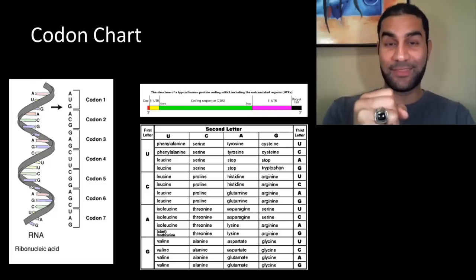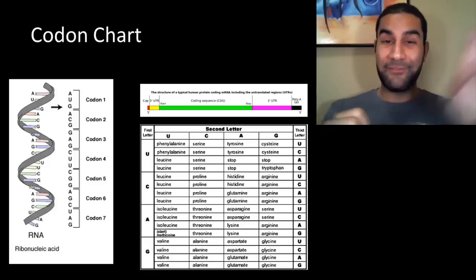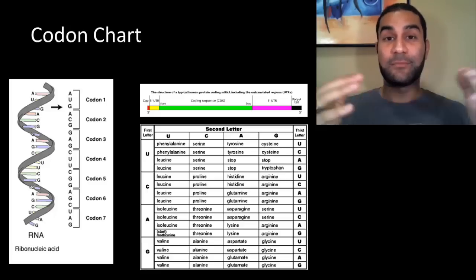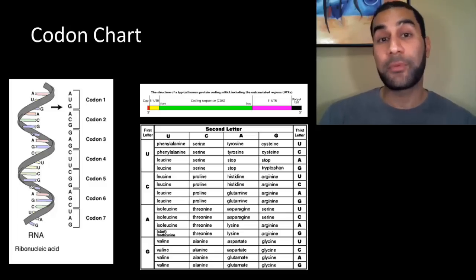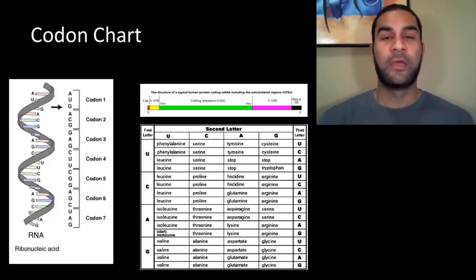And once you've hit that methionine, from that point on, every other amino acid that comes in is going to bond with the previous. And we're going to keep going until we reach something known as a stop codon, which you may be able to find already in the chart. But let's not get ahead of ourselves.